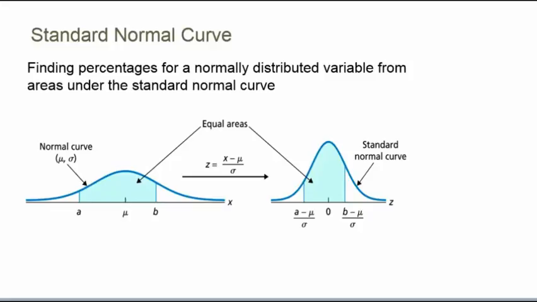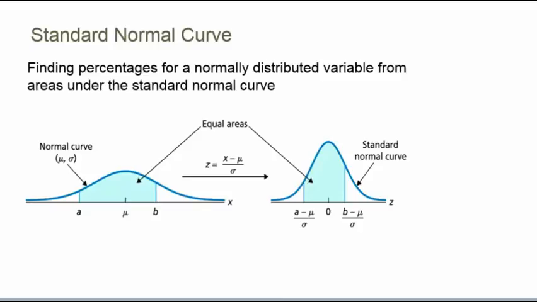Our areas are equal. Both the normal curve and the standard normal curve have an area of 1. I can use z equals x minus the mean divided by the standard deviation to convert my normal curve to the standard normal curve. The standard normal curve goes up from left to right until it gets to the mean of 0, then it goes down from left to right.